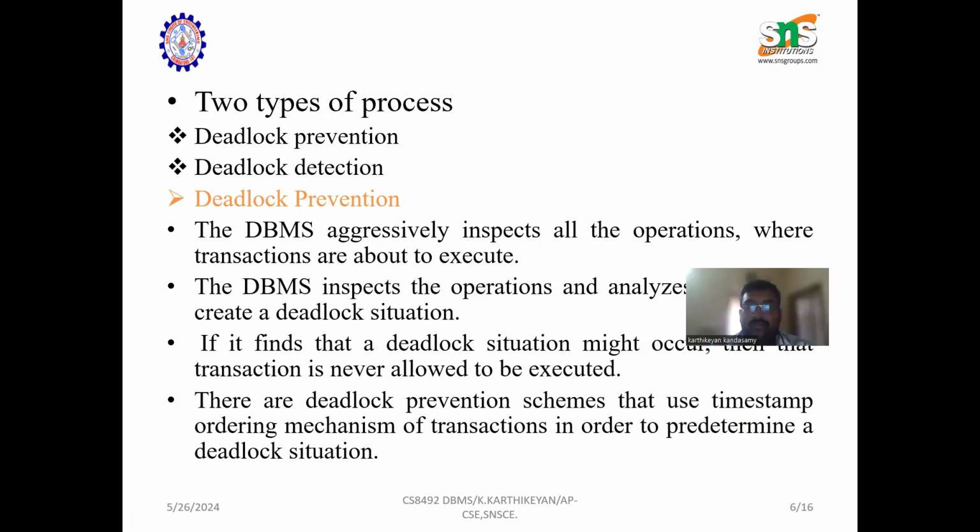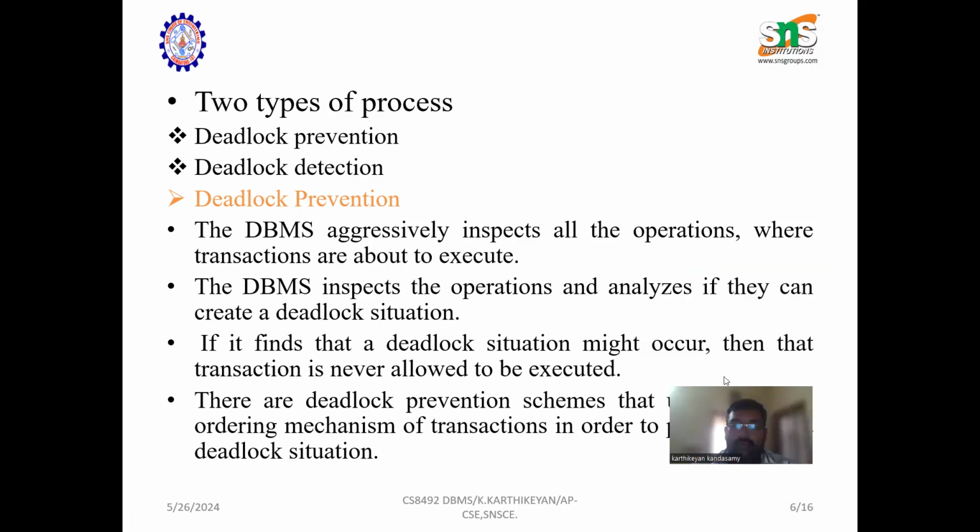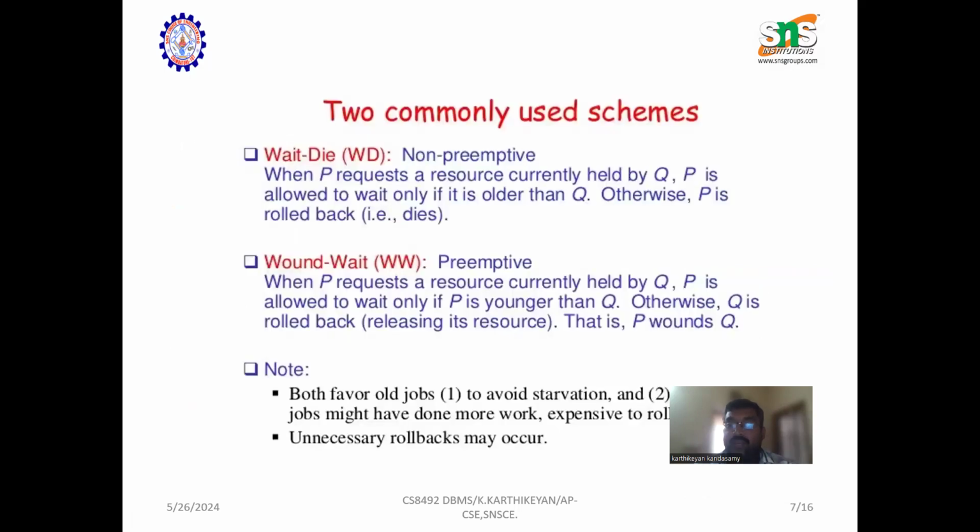There are deadlock prevention schemes that use the timestamp ordering mechanism of transactions in order to predetermine a deadlock situation. There are two commonly used schemes: wait-die and wound-wait. The first one is a non-preemptive scheme: when P requests a resource currently held by Q, P is allowed to wait only if it is older than Q; otherwise P is rolled back. The preemptive scheme: when P requests a resource currently held by Q, P is allowed to wait only if P is younger than Q; otherwise Q is rolled back. These can be included in deadlock prevention.